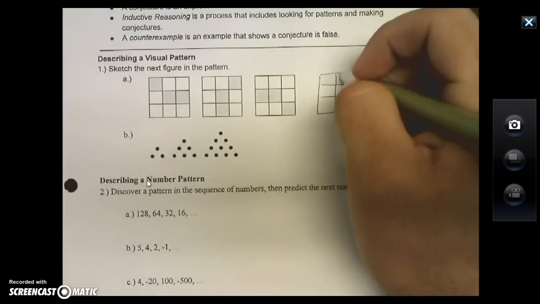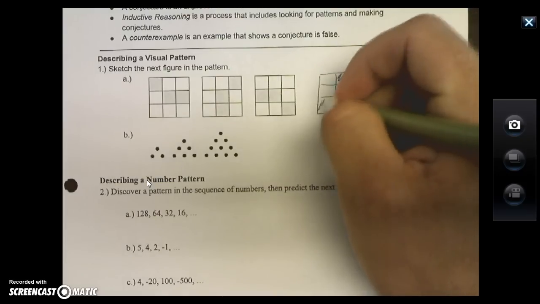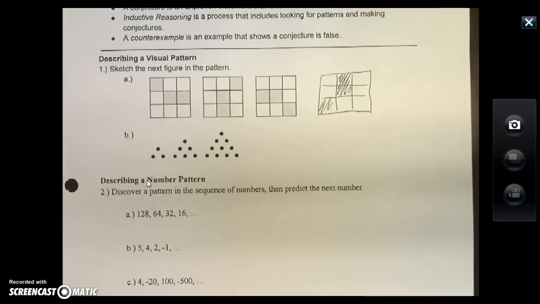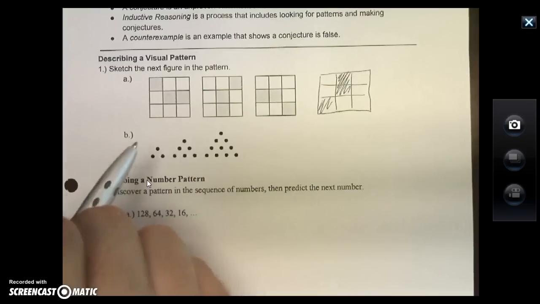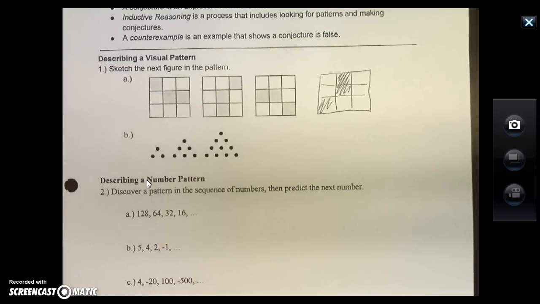So the next one is again continuing to rotate. If you had to write in a sentence what was going on there, you could say it's rotating clockwise, 90 degrees each time.